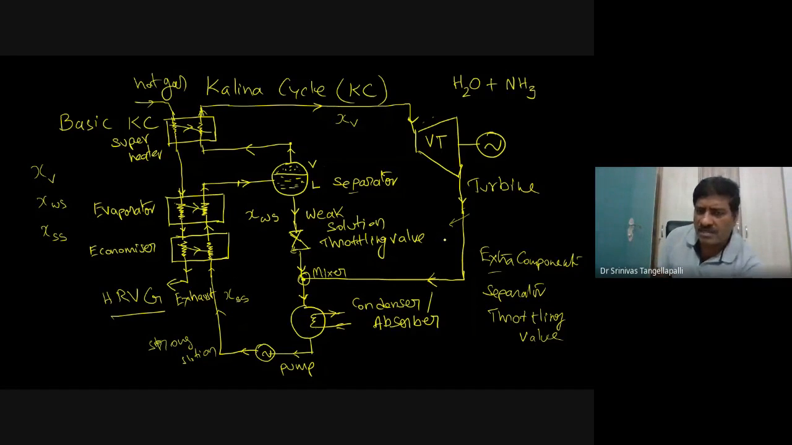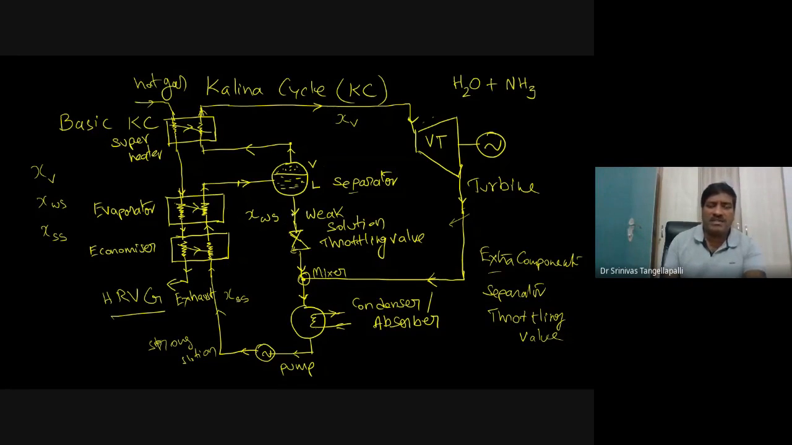So there is a possibility to include the regenerator, that's internal heat recovery, at the exit of this turbine. And the second one is the separator. At the exit of the separator, in the liquid line, that is a weak solution. The weak solution has to be condensed in the absorber. Because this is a high temperature at the exit of this evaporator, the temperature of the fluid is very high compared to the sink temperature.